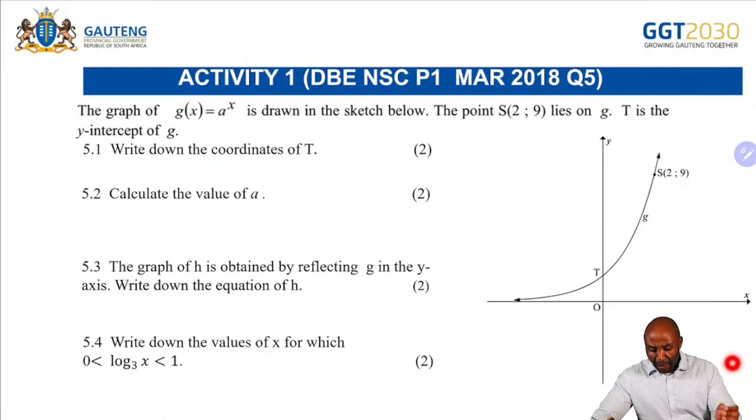Now, I will give you 6 minutes to do activity 1. I want us to attempt activity 1, where the graph of g of x is that one, and we are supposed to work through it. I will ask you to use 6 minutes to answer those questions.